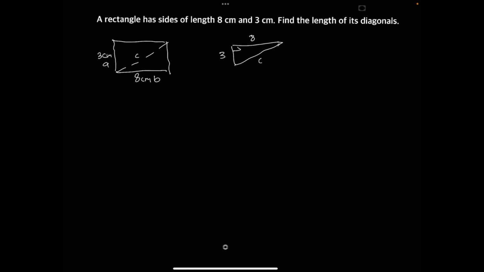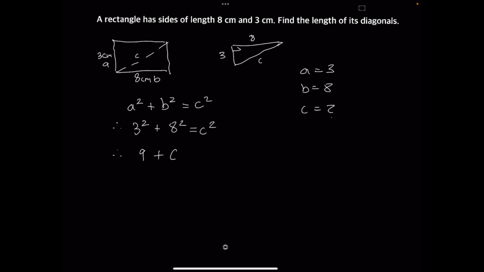Now we can use the Pythagoras theorem to work out what C is, like so. A squared plus B squared equals C squared. Therefore, we plug in the values, which are A equals 3, B equals 8, and C is the question mark. So 3 squared plus 8 squared equals C squared. 9 plus 64 equals C squared.